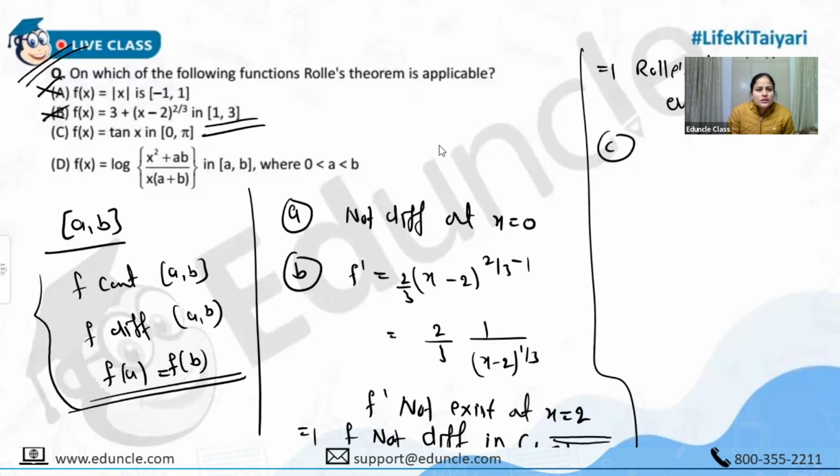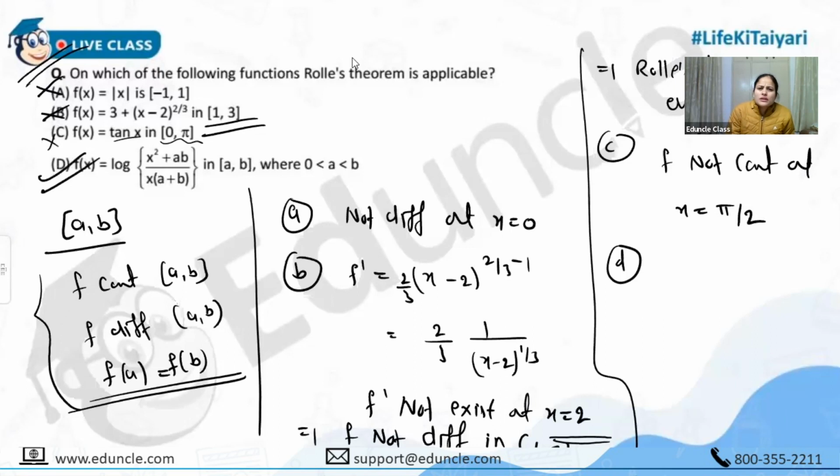If you are looking at C, look here. The domain is 0 to pi. Then clearly at the point pi by 2, f is not continuous, because the function takes value infinity at pi by 2. So Rolle's theorem is not applicable. So only option D is remaining. So D is going to be correct. Without loss of generality, you can pick option D.